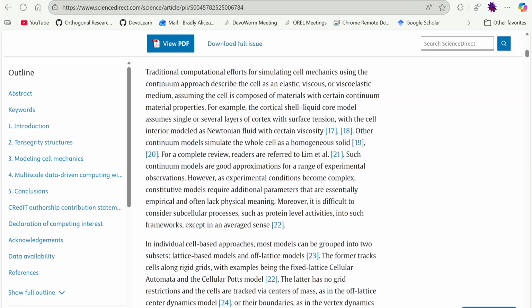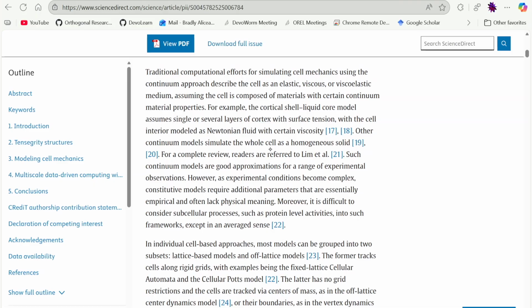So you have, say, a typical cortical shell liquid core model, where you have the outside, which is the shell, and then the liquid core in the middle. We assume single or several layers of cortex with surface tension, with the cell interior modeled as a Newtonian fluid with certain viscosity. So you have this composite model where different parts of the cell have different properties. You have this certain behavior of a Newtonian fluid with viscosity.